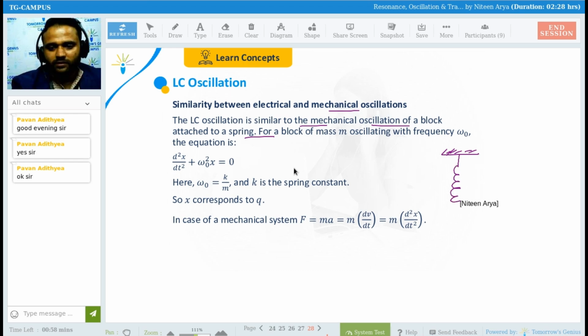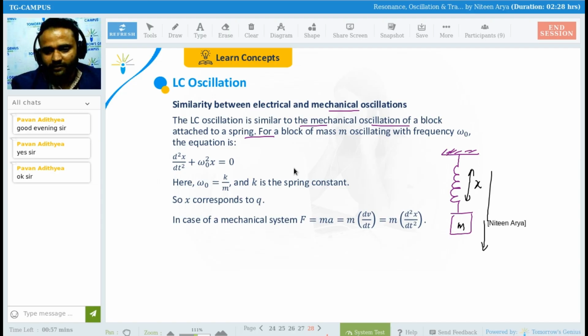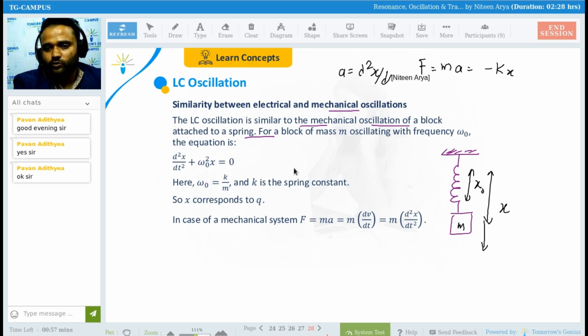There is a spring, and if you attach a block or a mass m, or you just tilt this, it starts oscillating with frequency omega naught. This is your equation. Initially it has x, and after tilting, x naught. Then you give the displacement which is x. With this displacement there is a simple equation: F, which is ma, equals minus kx, and a is d square x upon dt square.